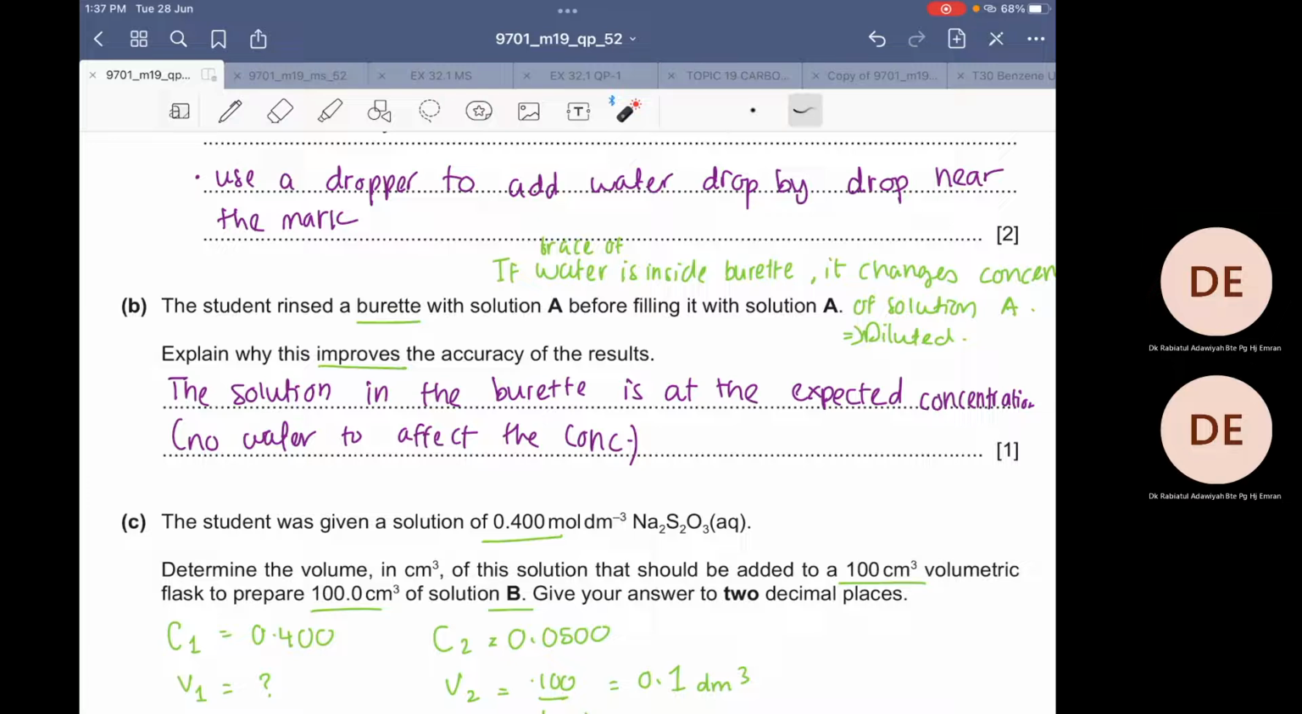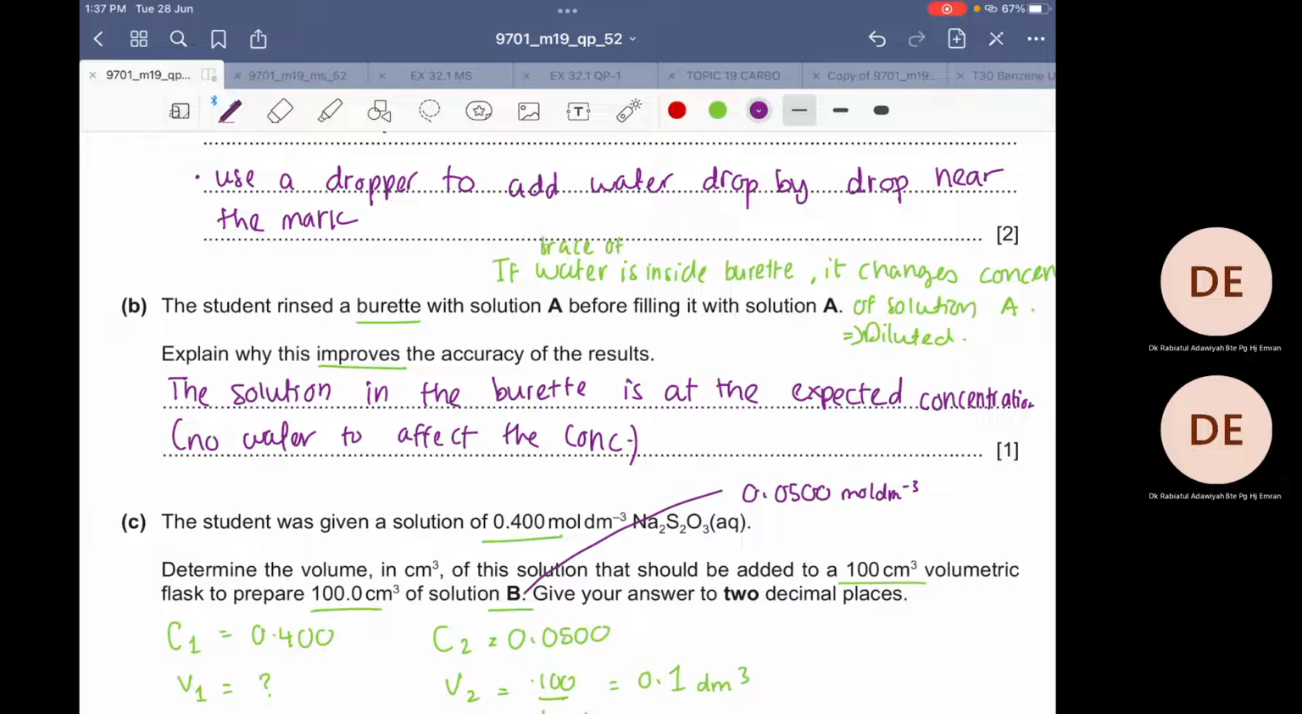If you go back to the first page, solution B has a concentration of 0.05. So can you see that what you're required to do here is to dilute the concentration from 0.4 to 0.05, okay? And the volume that they want you to prepare the solution is 100 centimeter cube. Okay. In bio, did you have to learn a formula when it comes to dilution? Yeah. Good, correct. It is the same formula that we're going to use.